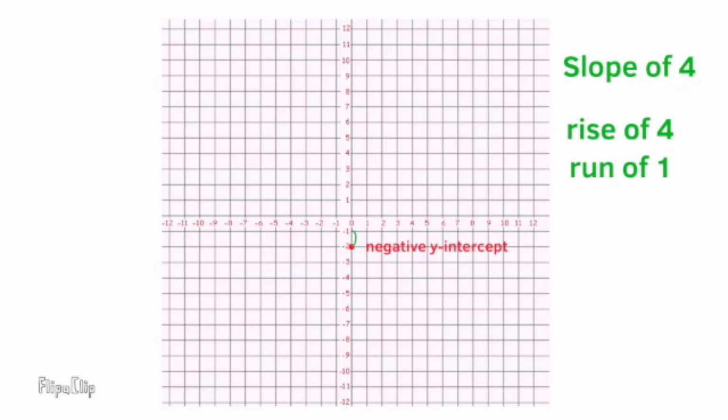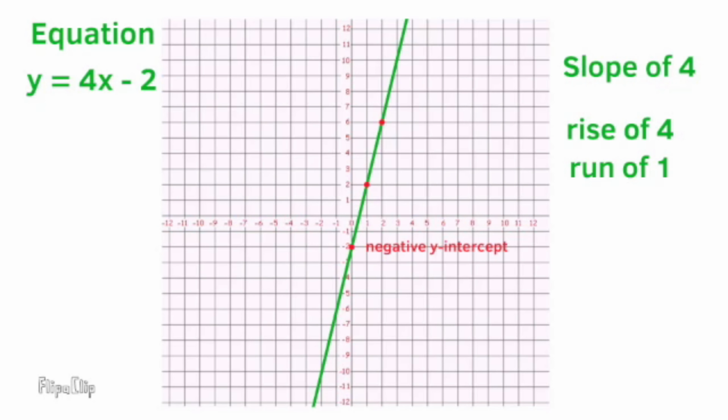That would mean that there's a rise of 4 units and a run to the right of 1 unit. So up 4 and to the right 1. Then I can put my next point. I can use these points to sketch a line. So here's a look at a line that has a slope of 4 and a negative y-intercept. The equation that I wrote is y equals 4x minus 2.